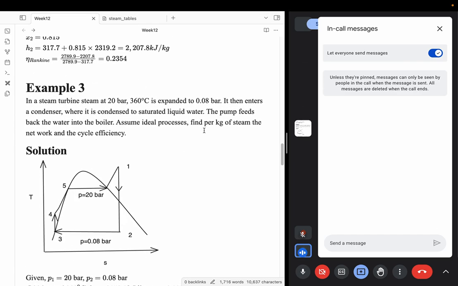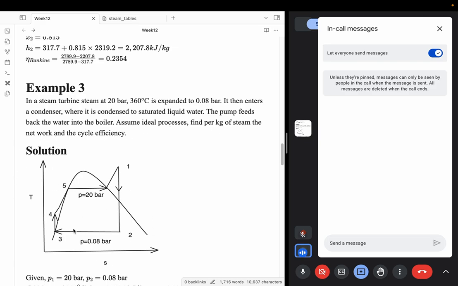So here we have a steam turbine that is supplying steam at 20 bar, 360 Celsius. Sorry, this is the inlet of the turbine, and then it's expanded to 0.08 bar. We don't know what the final quality is. It then enters a condenser where it is condensed to saturated liquid water. The pump feeds the water back into the boiler. Assume ideal processes, so the expansion is isentropic, and the compression is also isentropic. Find per kilogram of steam the net work and the cycle efficiency.